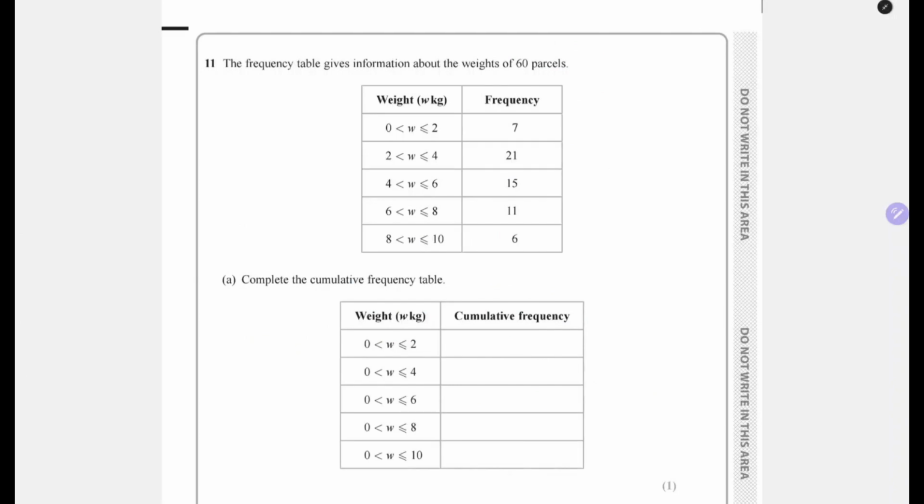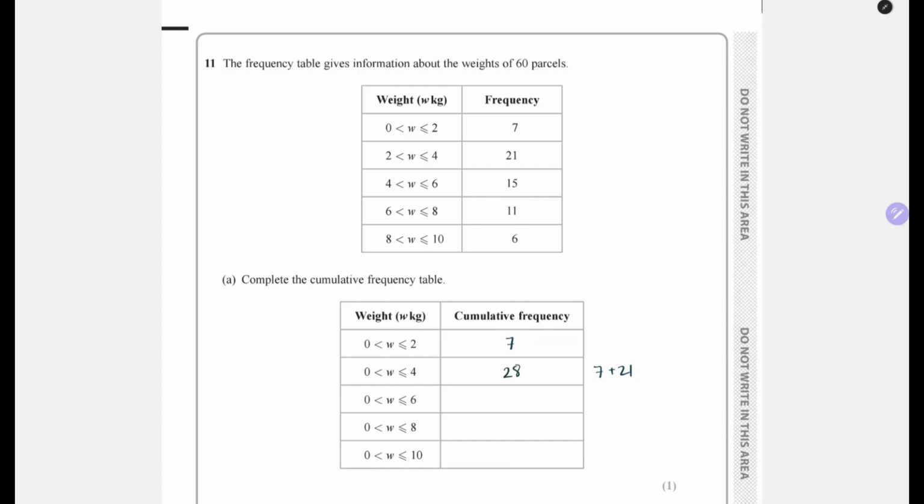Question 11 says that the frequency table gives information about the weights of 60 parcels. Complete the cumulative frequency table. Whenever we're dealing with cumulative frequency, we always add the previous frequencies together. And so for 0 to 2 is just 7. But from 0 to 4 is 0 to 2 plus the 2 to 4. So that's 7 plus the 21, and that gives us 28.